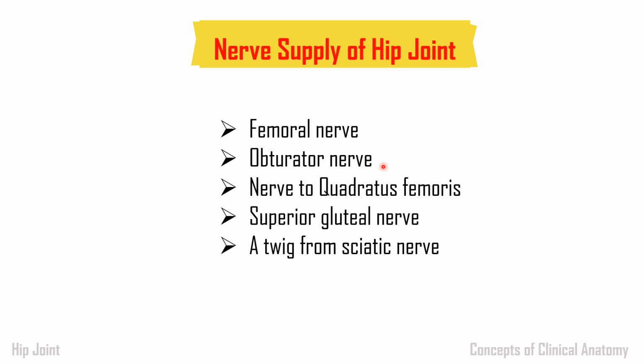The obturator nerve supplies both the hip joint and the knee joint: the posterior division will supply the knee joint, and the anterior division will supply the hip joint. Because of that, if there is any pathology in the knee joint, it may appear as a pain in the hip joint and vice versa. So this is the nerve which is responsible for referring knee pain to the hip joint and hip pain to the knee joint.